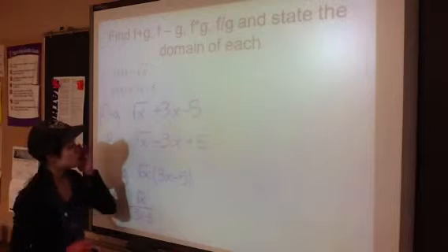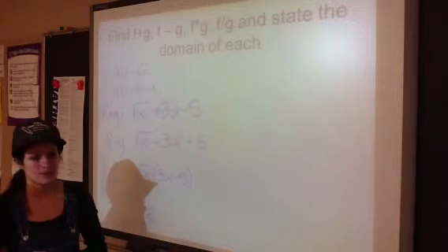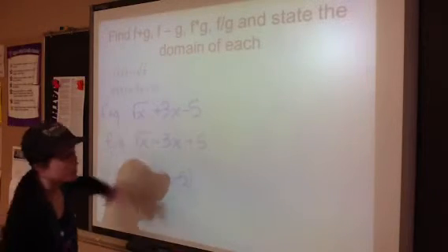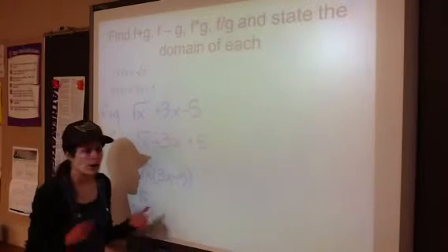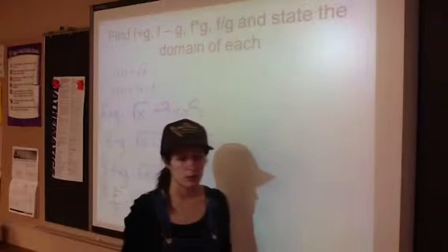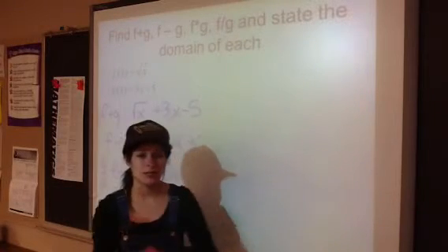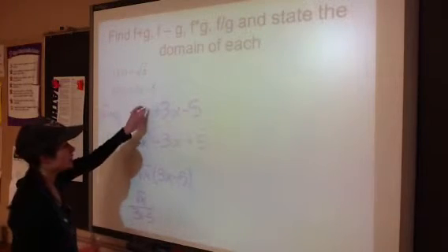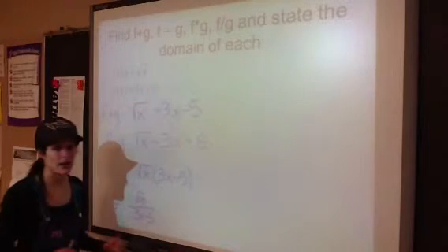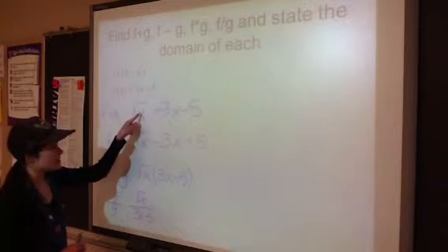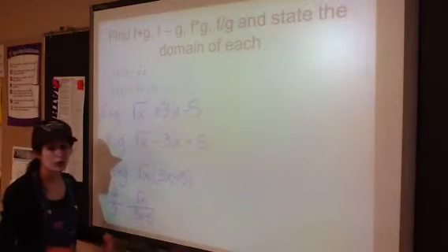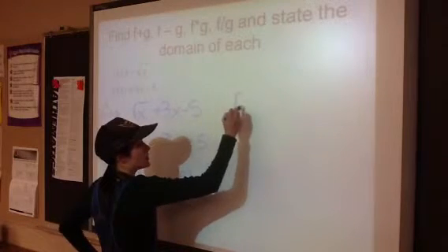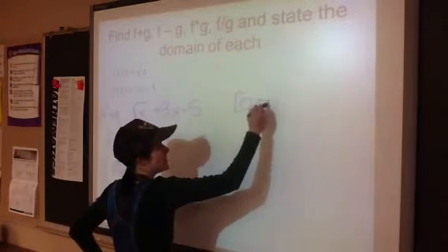So for this one, we got the square root of x plus 3x minus 5. It's not normal. It has that square root in there. What do we know about square roots? You should say you can't take the square root of a negative. So we know that this underneath here cannot be a negative value. So that means that this has to be greater than or equal to 0. So for this one, we're going to say 0 to infinity.